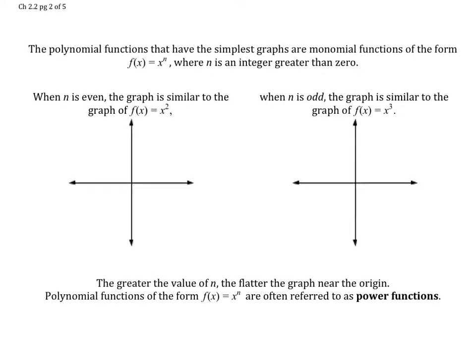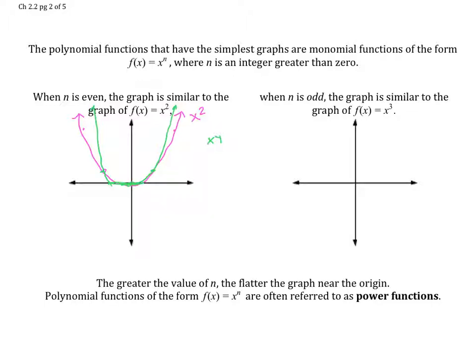Polynomial functions that have the simplest graphs are monomial functions of the form f of x equals x to the nth, where n is an integer greater than 0. When n is even, the graph is similar to the graph of f of x equals x squared. So f of x equals x squared looks something like this. Then if we have x to the fourth, for example, it still has the zeros here, but it grows very fast and it's more flat near the origin. It's kind of hard to tell there, but it is flatter here.